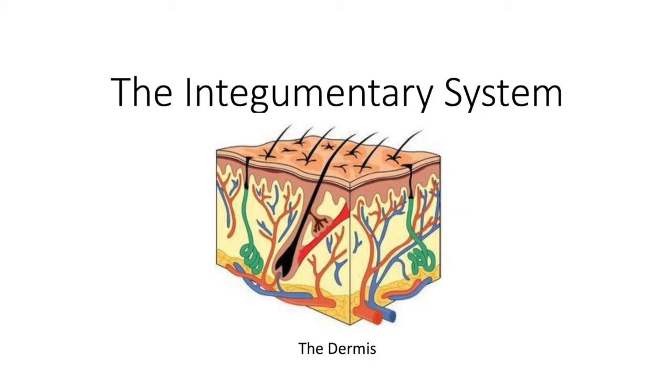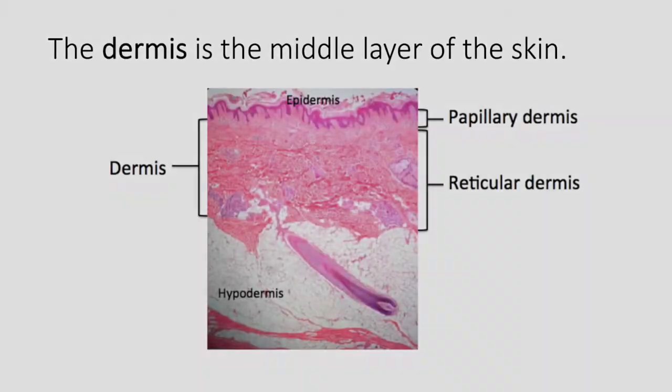The middle layer of the skin is called the dermis. And the dermis has two regions, the papillary layer and the reticular layer. The papillary layer is pretty thin, and it lies immediately deep to the epidermis. Where you see the dark pink squiggly line, that's the epidermis. So just beneath that is the papillary dermis.